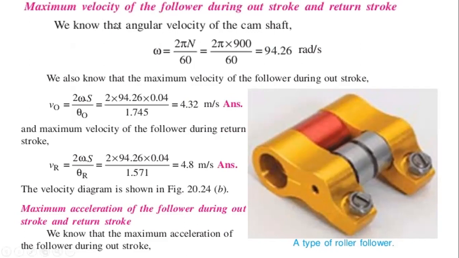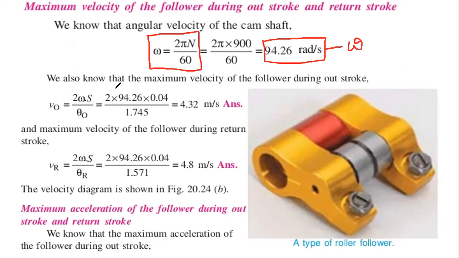So the first one is the maximum velocity of the follower during the outstroke and the return stroke. We know the angular velocity of the camshaft. From the given speed, we have to calculate the angular velocity, that is omega. We have derived the formula omega is equal to 2 pi N by 60. By substituting it, we have got 94.26 as the omega value.